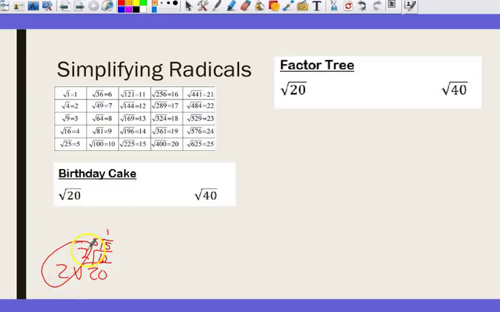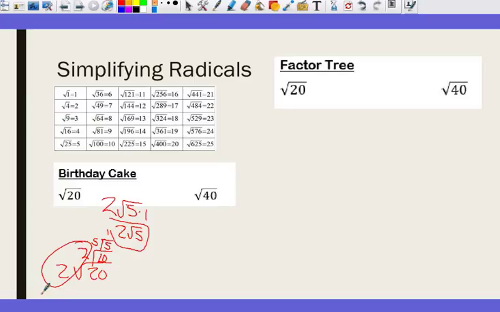The pairs go on the outside. So we have a pair of 2s. Radical, and then whatever is left over goes on the inside. We have a 5, and we also have a 1. What's 5 times 1? 5. You don't have to do the 1. I'm just showing that you put all the numbers on the outside.